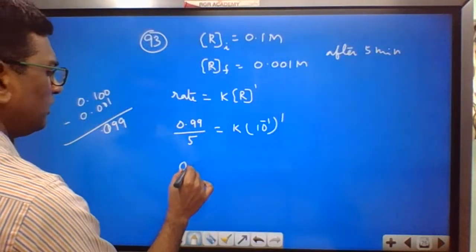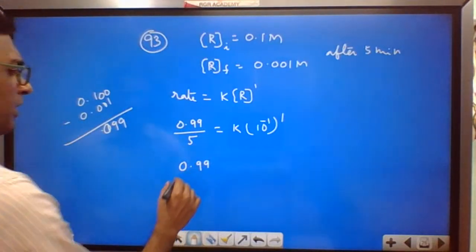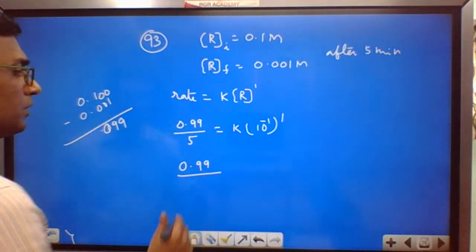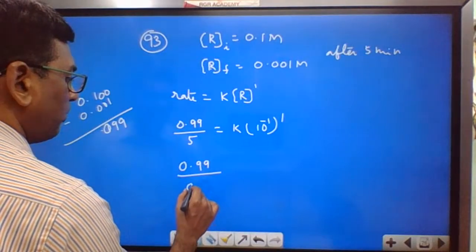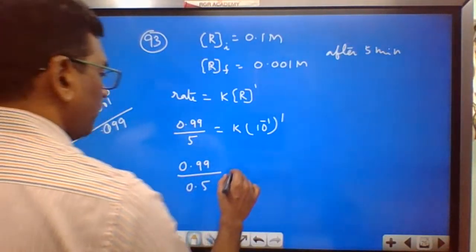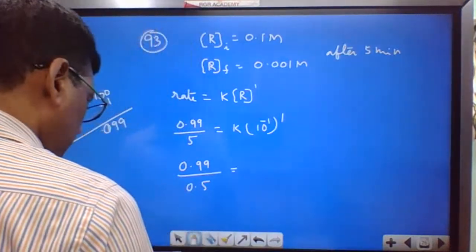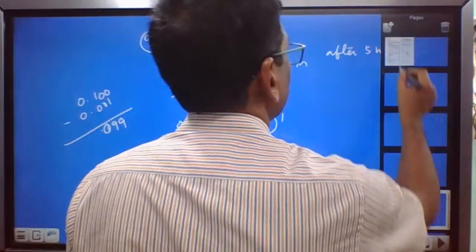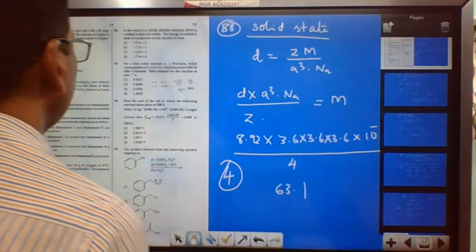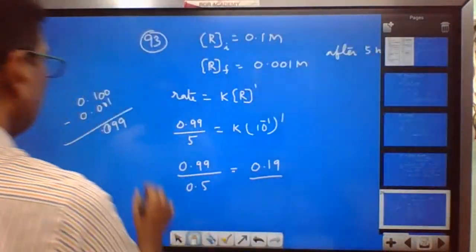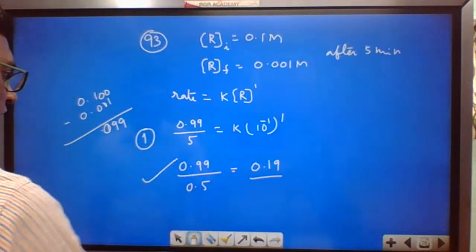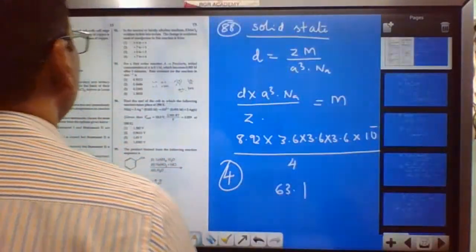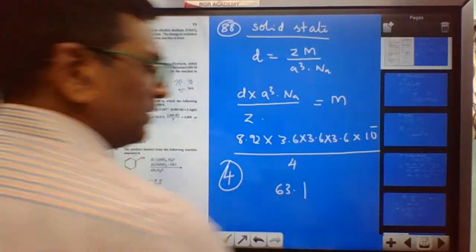If you take this to this side, 0.099 divided by 0.5, this will give 0.19. So the option is the first option. So for question 93, the option is 1. Next, let us go to question 94.